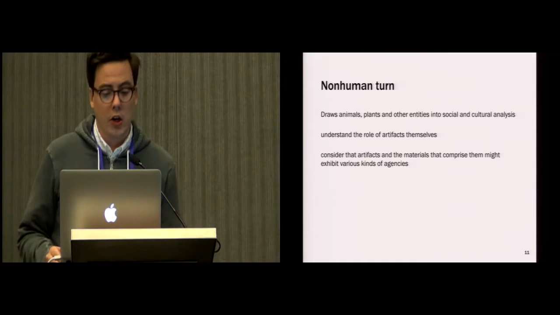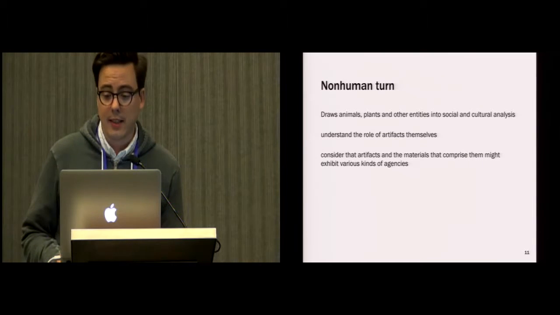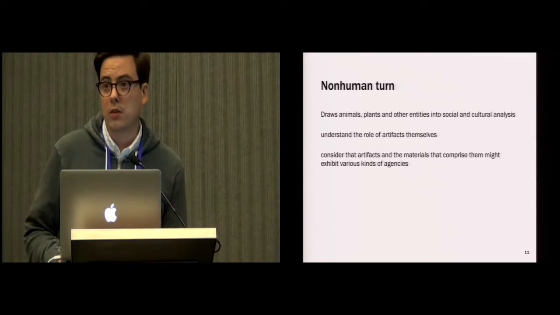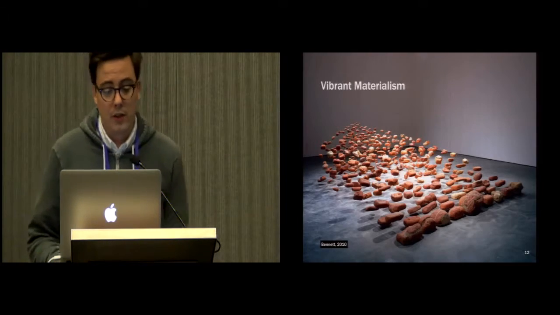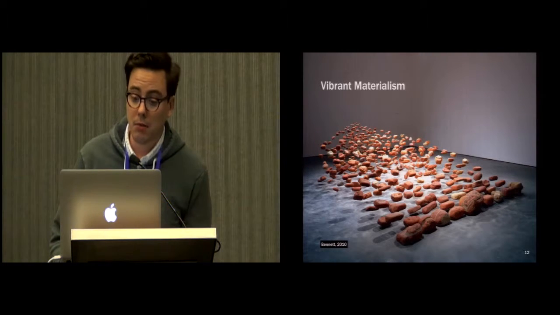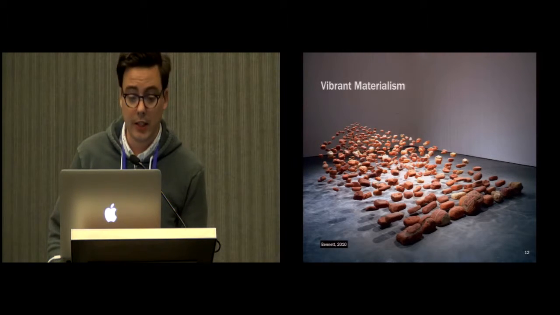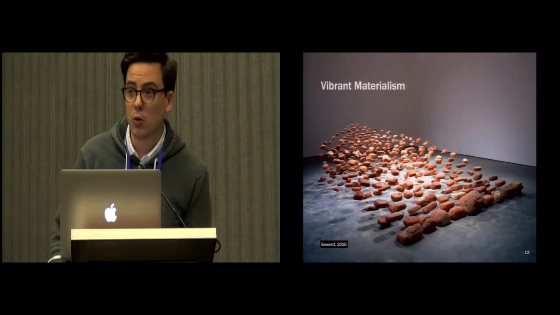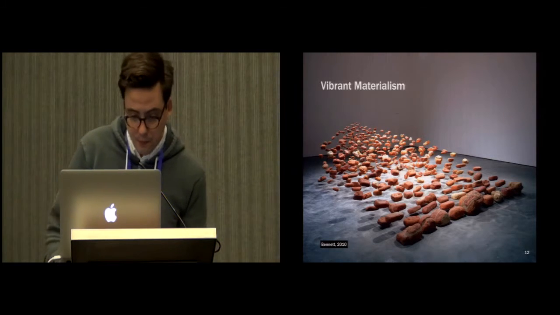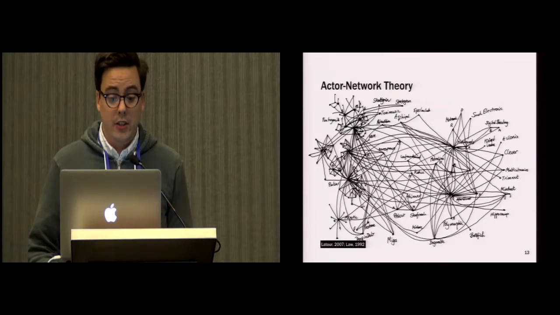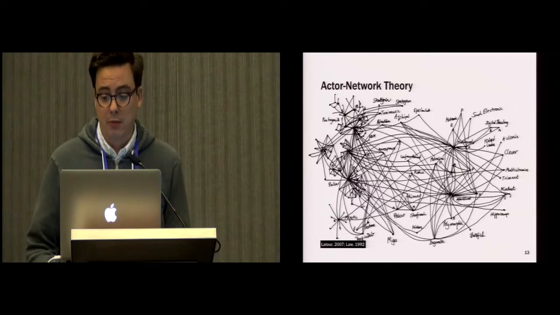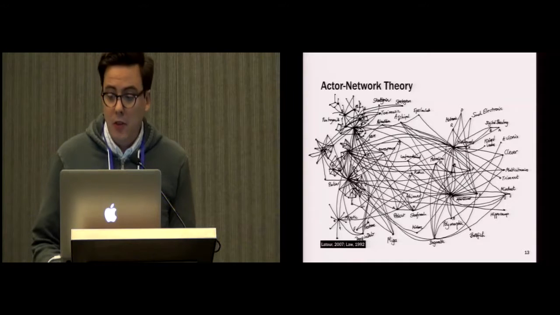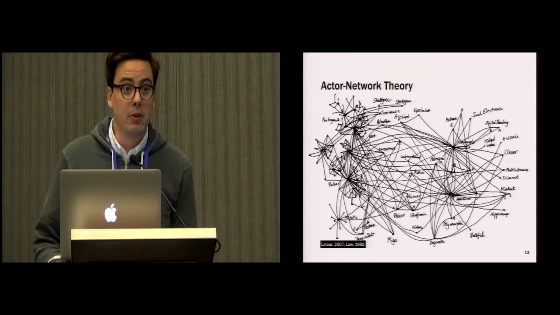And this is part of a broader non-human turn, which draws animals, plants, or other living entities into social and cultural analysis. Beyond living organisms, some theorists are looking to understand the roles of objects themselves. So, for example, Jane Bennett's vibrant materialism provides an important connection between notions of material, agency, and political theory. For her, agency emerges from a distributed collective across humans and tools and environments and circumstances. Another way to contribute hybrid agency is through actor network theory. ANT is a perspective from sociology and STS on how actors and objects interrelate within a network. Radical about this perspective is that it grants analytic symmetry between humans and non-humans.